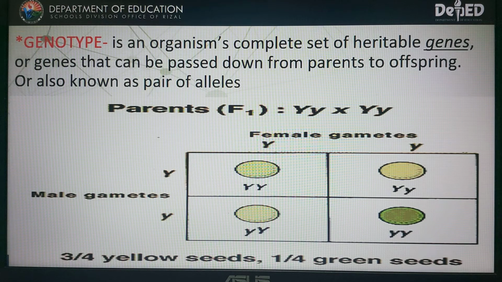For example, as you can see on the table below, nag-cross tayo ng yellow and green pea plant. Na kung saan, sila ay both heterozygous yellow. Pero nung krinos natin sila, at the end, may lumabas talaga na green. Kasi nga, dito mapapakita kung ano yung totally na mamamana natin sa ating mga magulang.